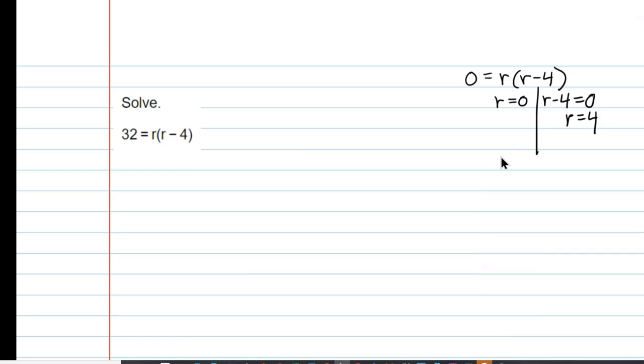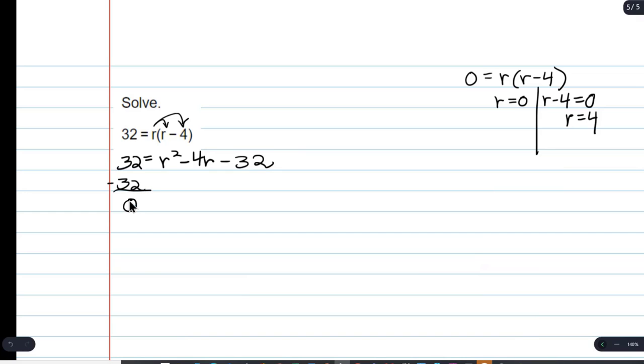So here's what we have to do. 32 equals r squared minus 4r. I have to distribute. Then I have to use the zero principle and subtract 32 from both sides of the equation. So now we have 0 equals r squared minus 4r minus 32. Now we factor.